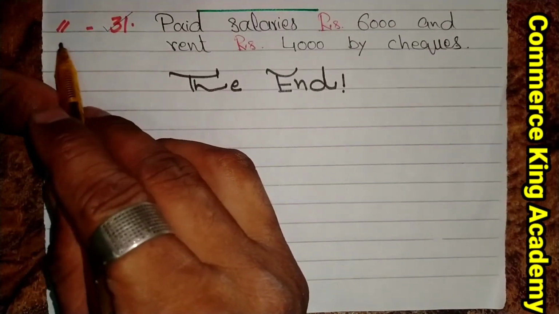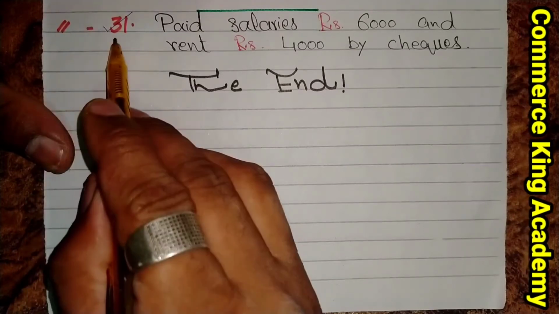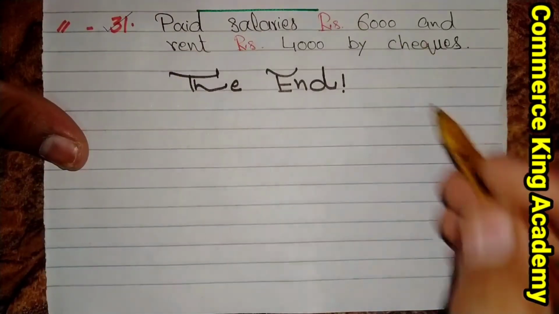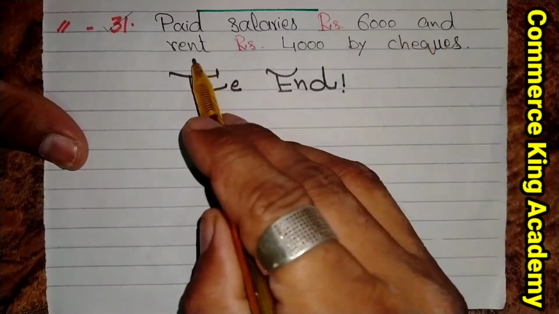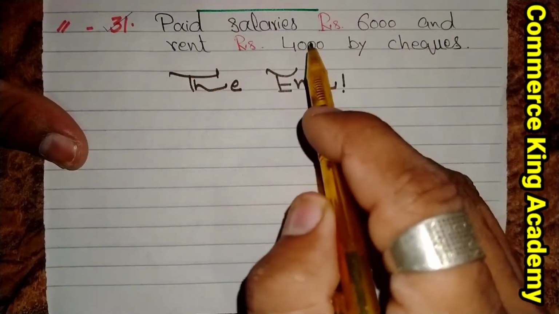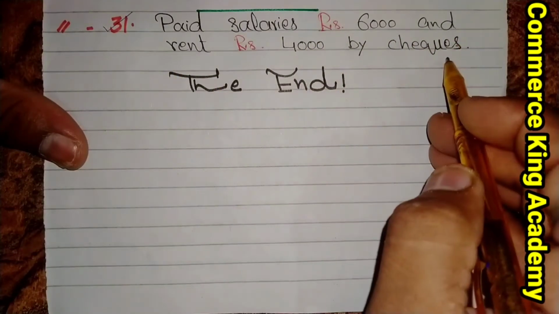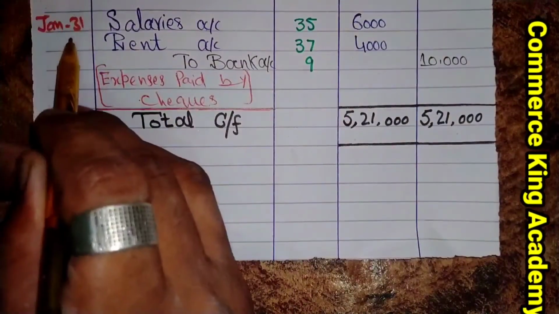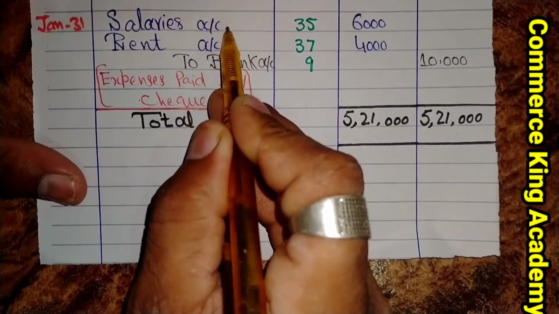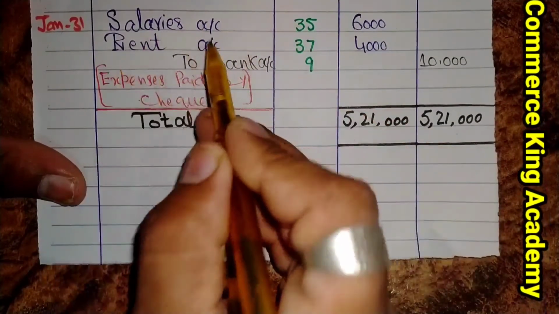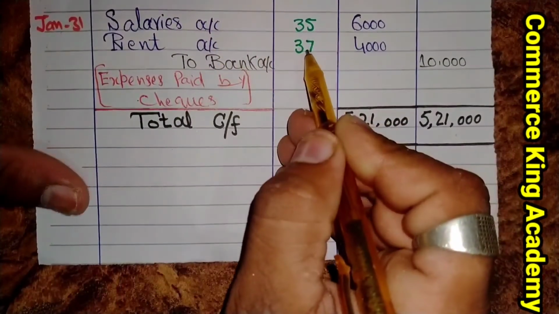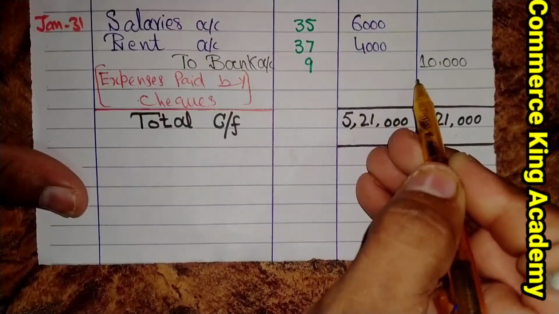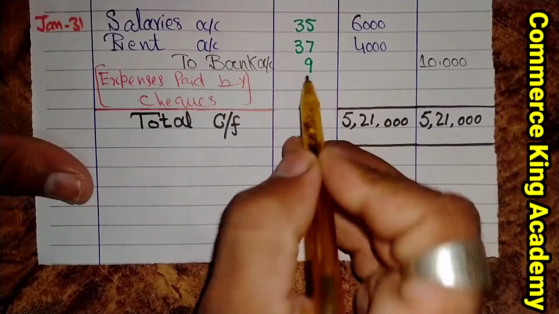This illustration is Jan 31st. Paid salaries amounting to 6,000 rupees and paid rent of rupees 4,000 by checks. Okay. This is the journal entry, Jan 31st. Salaries account debit, ledger folio number 35. Rent account also debit, ledger folio number 37. To bank account credit, with ledger folio number 9.